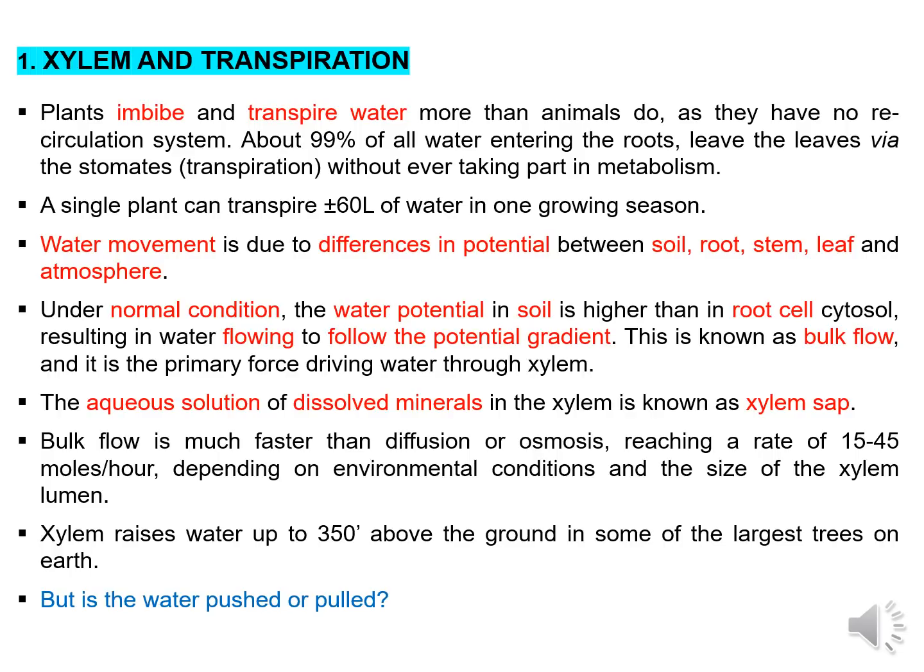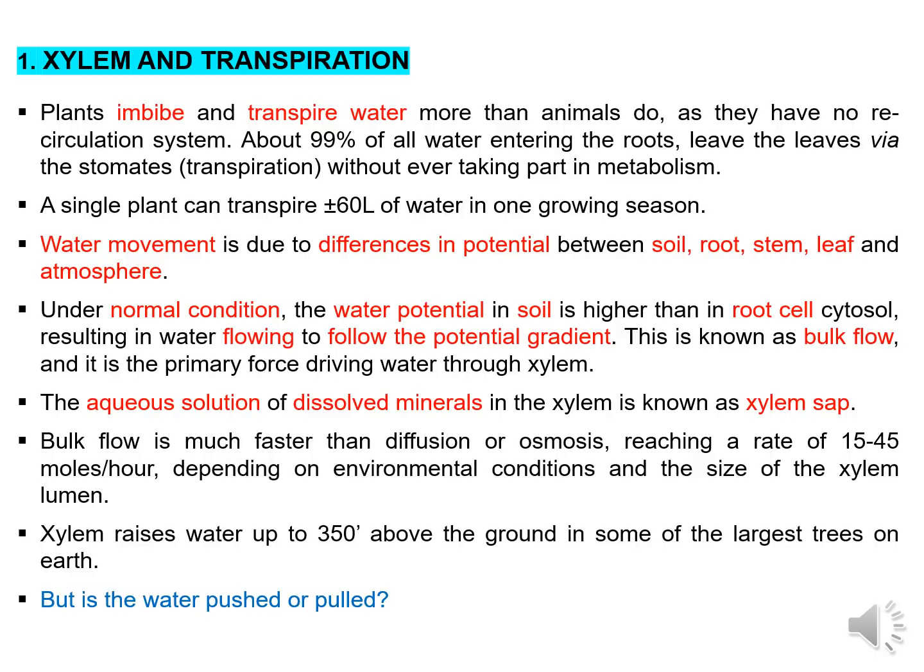A single plant can transpire up to 60 liters of water in one growing season, regardless of the type of plant. Water movement in plants is actually due to the differences in potential between soil, root, stem, leaf, and atmosphere. It means the capability of water to move from soil to the root, to the stem, to the leaf, and out to the atmosphere is because of the differences in potential in the respective places.